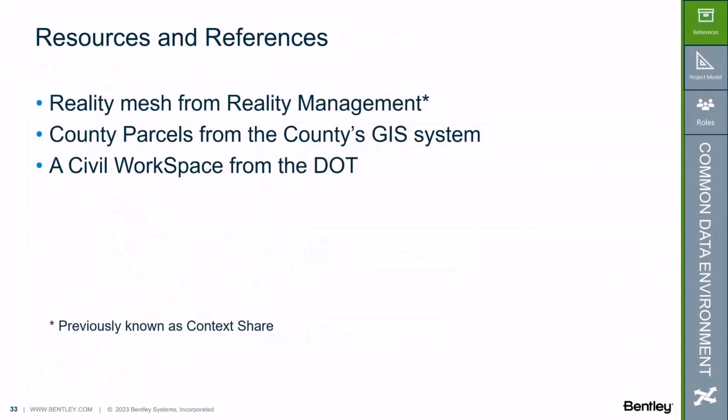We had three main data sets for reference. We had the reality mesh from Reality Management that was known as Context Share before. Then we had the county parcels that we got from the county's GIS system, just shape files that I used, and I'll talk about that a little more. And then we had a civil workspace from the DOT.